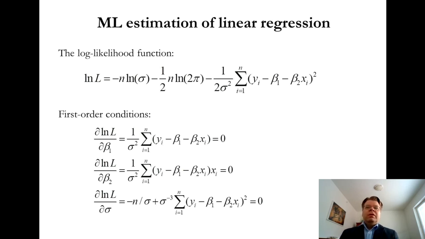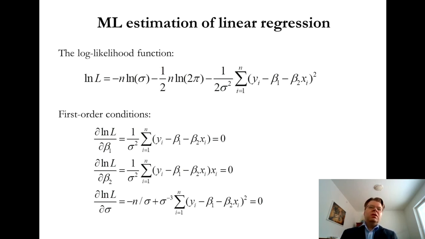So what do we need to do if we want an analytical solution to this maximum likelihood problem? Our purpose is to maximize this lnL function, and we have three unknowns here in the single regression case. It's beta 1, beta 2, and then the parameter sigma, that is the standard deviation of the error term epsilon. So the analytical solution would be to take the partial derivatives with respect to each of the three unknown variables and then set those equal to zero. Those are the three first order conditions that I have stated below here.